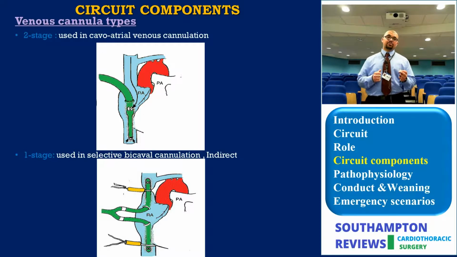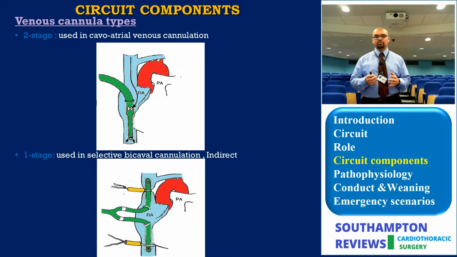So the first type of cannula is a two-stage cannula, in which there are holes in the body as well as the tip of the cannula. This is used in cavoatrial cannulation, and this suits certain surgeries such as, for instance, AVRs, CABG and AVRs.